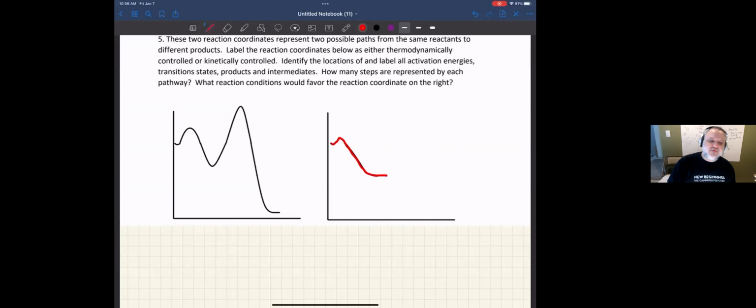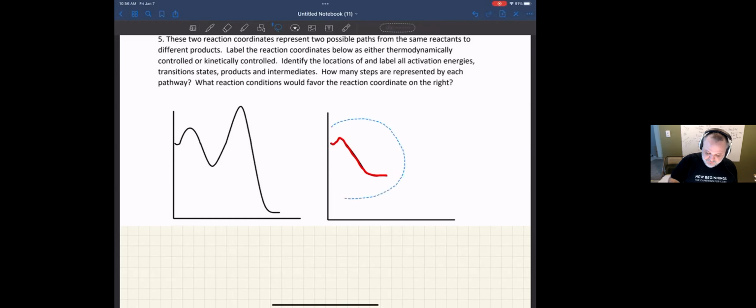Okay, this question wants us to really dig deep into potential energy surfaces and label all of the information and also examine different possible pathways. These reaction coordinates represent two possible pathways from the same reactants to different products. Because this was a black and white diagram, that's why they're separated.